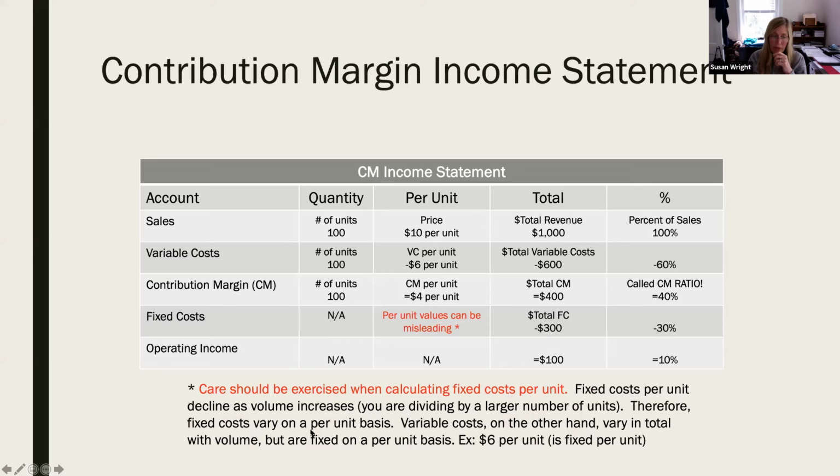We'll prove it. Okay, so fixed costs vary on a per unit basis. Variable costs, on the other hand, vary in total. Like this varies in total because volume varies, but not on a per unit basis. This stays fixed. So does this, and so does this. And these things are important because it gives us tools that we can use to help calculate things like break even.